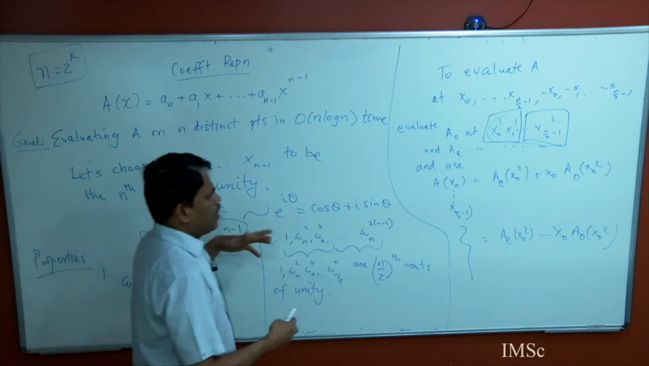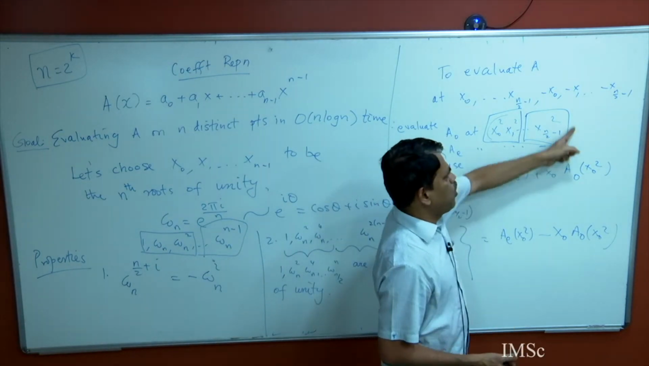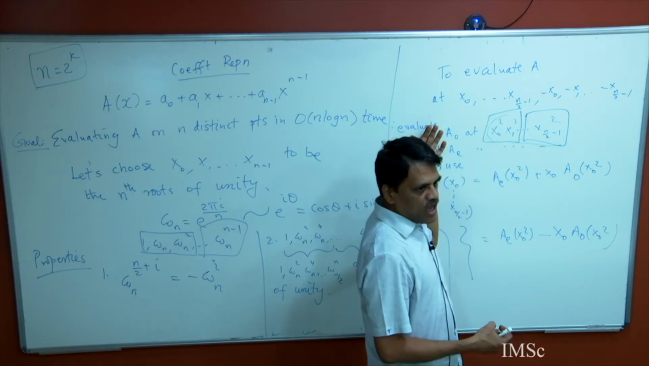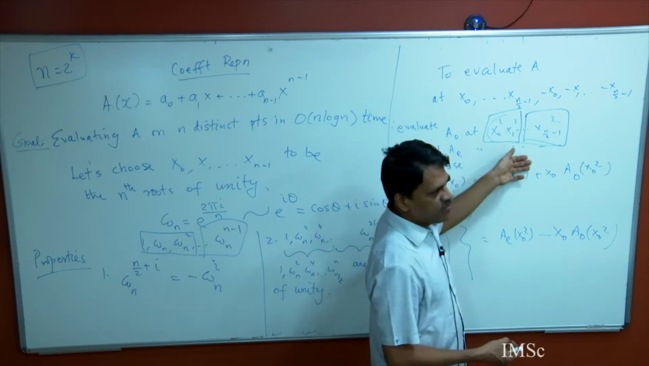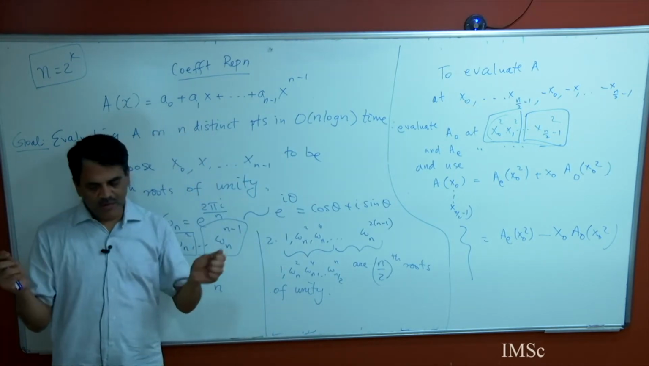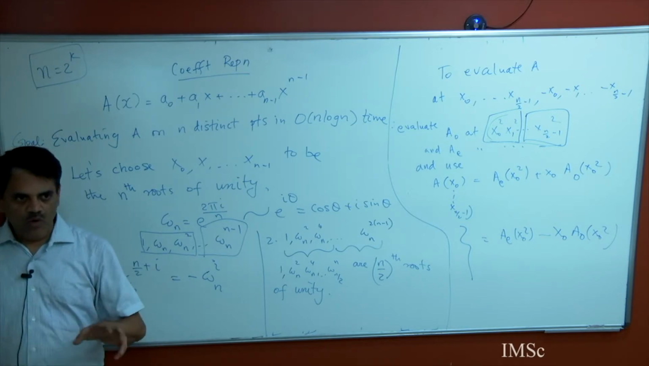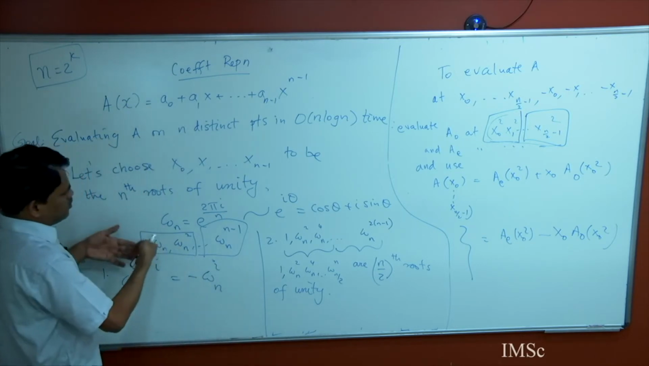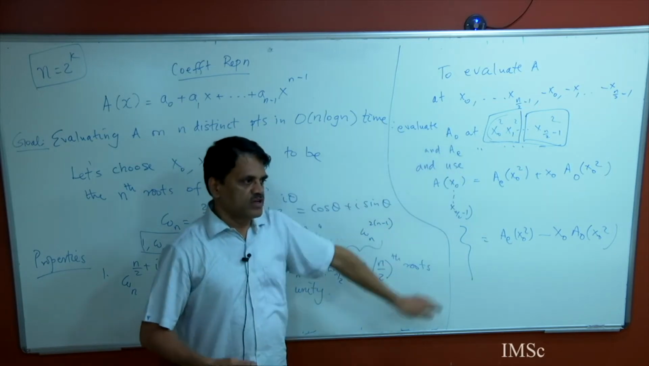So when I want to evaluate A0 at these squares, these are exactly n by 2th roots of unity, which I am evaluating on an n by 2 degree polynomial, and similarly the same with A1. So it has the recursive substructure which I want, right, because I am evaluating at nth roots of unity. So when I break it up into AE and AO and look at half degree polynomial, it turns out I am evaluating at the square of these things anyway, and the squares are the n by 2th roots of unity. So I have the recursive structure.